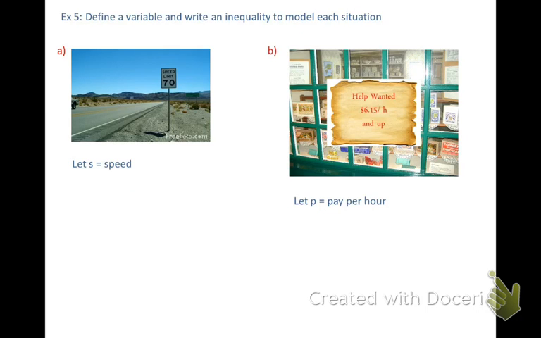Okay, next one. Define a variable. I already did for you. I said let s equal speed. So we're going to have s is something. It's some kind of inequality. Your speed limit is 70 miles per hour. That means that's the most you can go. So since it's the most, you'll put less than or equal to, because you can go 70, but you can't go above 70 legally. And then you put 70. And that's all you did.